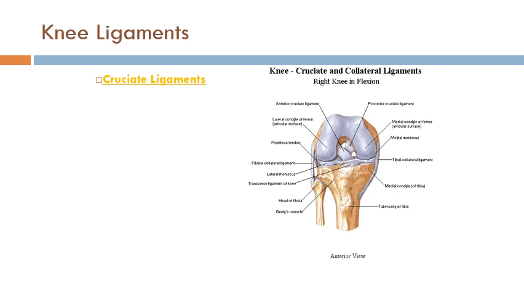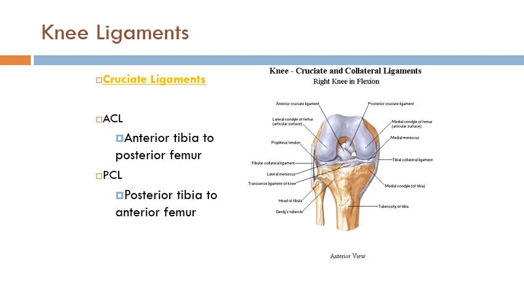Next we're going to look at the cruciate ligaments. Again, these are ligaments that most people have heard of in some way, shape, or form. The ACL. If we look at the ACL here, here's your ACL. It goes from the anterior tibia to the posterior femur. The PCL goes from the posterior tibia to the anterior femur. So they cross right in the middle here.